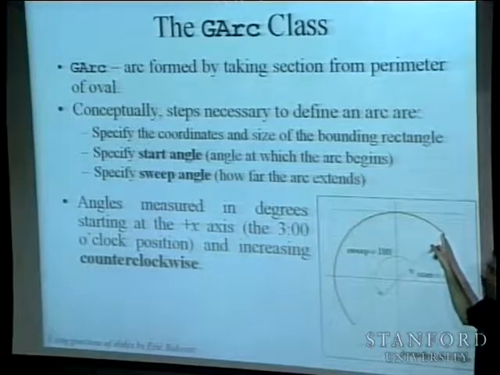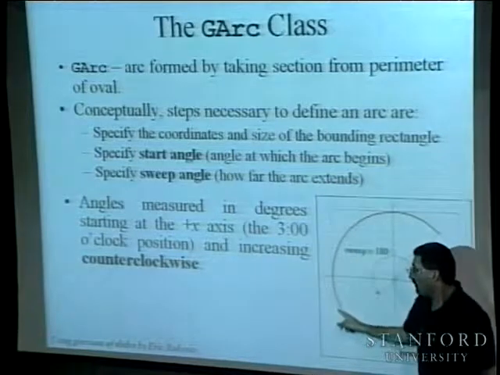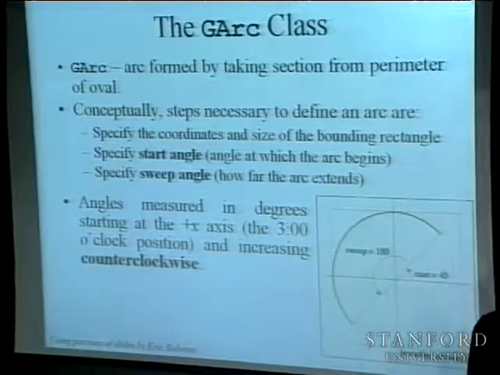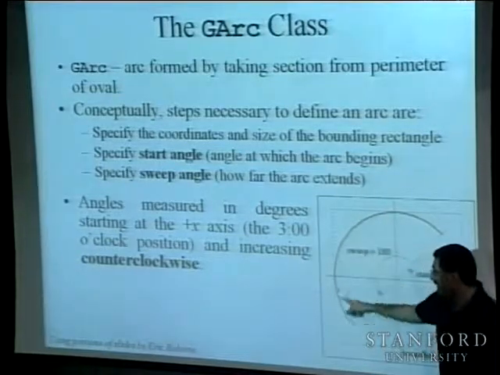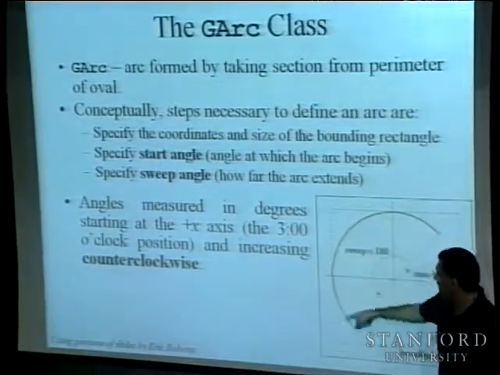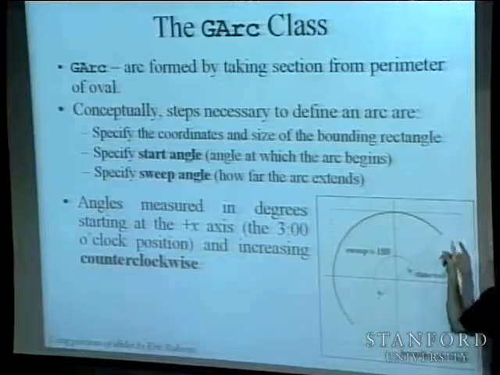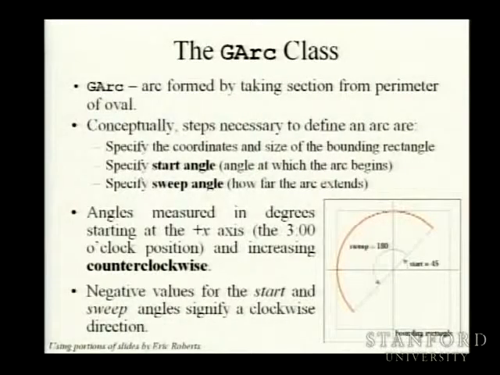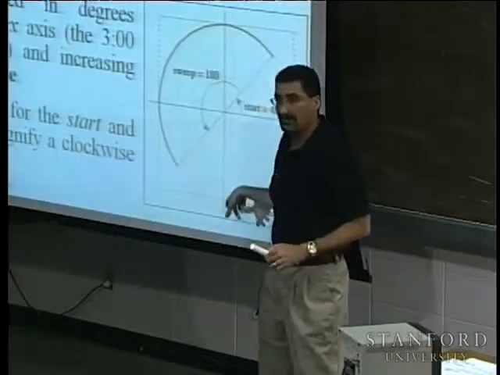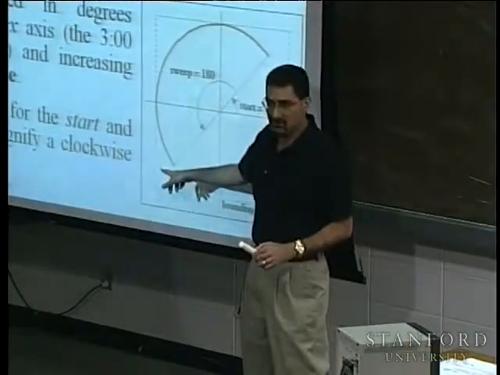Your sweep is what portion of the oval you actually draw out in degrees. So if I set a sweep of 180, I will draw out a semicircle because I'll draw 180 degrees starting at the 45 degree mark. And it always draws in the counterclockwise direction if you give it positive values. If you give it a start value or a sweep angle in negative values, it will start on the other side and go in the clockwise direction.